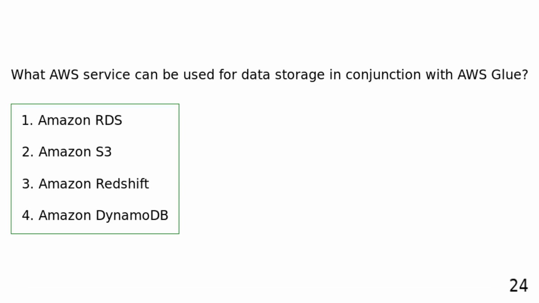What AWS service can be used for data storage in conjunction with AWS Glue? Amazon RDS. Amazon S3. Amazon Redshift. Amazon DynamoDB. The correct answer is Amazon S3. AWS Glue can be used with Amazon S3 for data storage, providing scalable and durable storage for data ingested and processed by Glue ETL jobs.